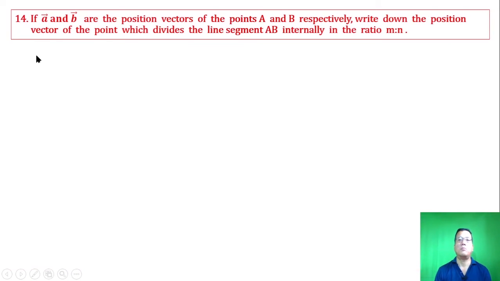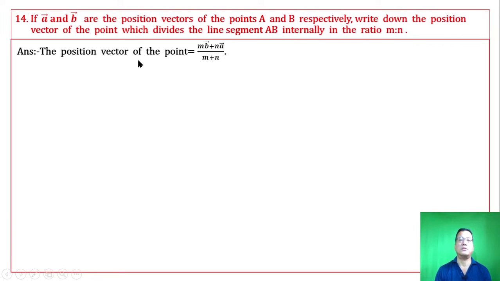14. If A and B are the position vectors of the points A and B respectively, write down the position vector of the point which divides the line segment AB internally in the ratio m:n. This is a knowledge type question. The formula is worth 1 mark. The position vector of the point D is (m B vector plus n A vector) by (m plus n). Knowledge type question.